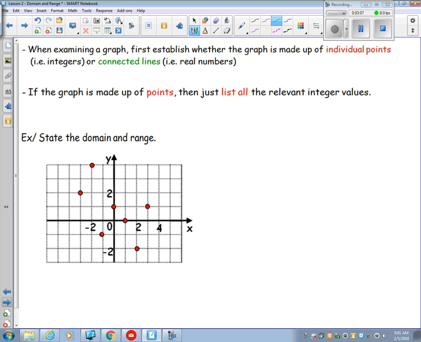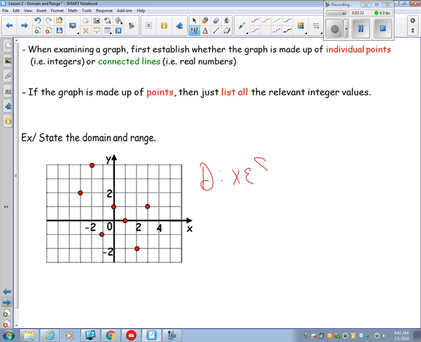If we don't have lists, but we actually have graphs, we have to stop and think about our graph. Is our graph made up of points, or is it made up of lines? If it's made up of points, like integers or decimals, we can list these. In fact, we have to list them. If it's made up of lines, we'll have to do something different. I look at this first graph and I say, hey, these are points. What points have I included?